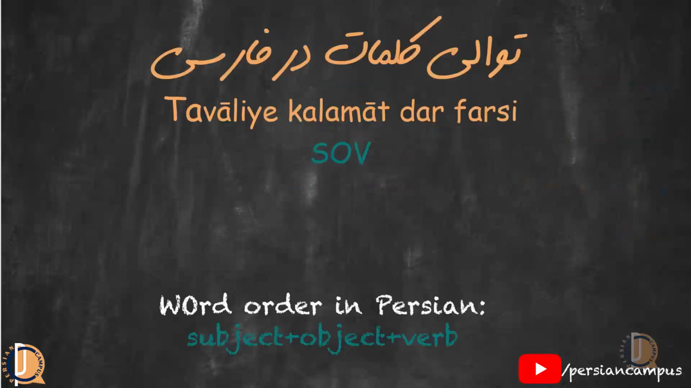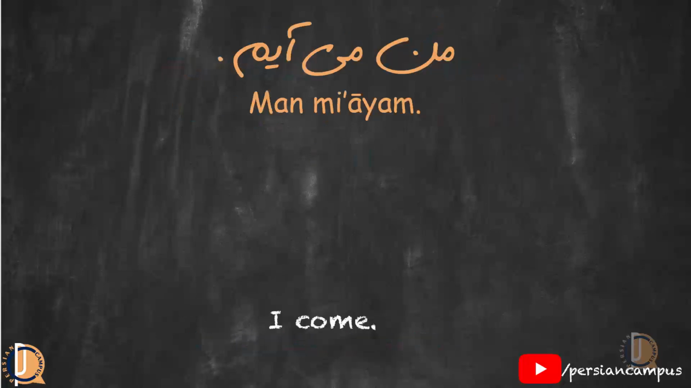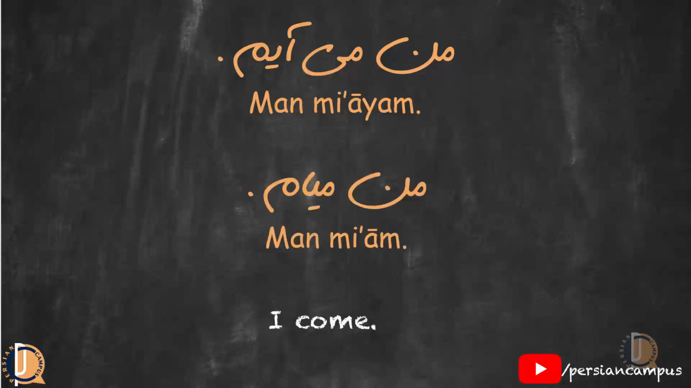You must first know that the word order in Persian is SOV, that is subject, object, and the verb. However, in speaking, sometimes the verb can appear sooner. Here is the first sentence. من می آیم. Or as in spoken form we say من میام.